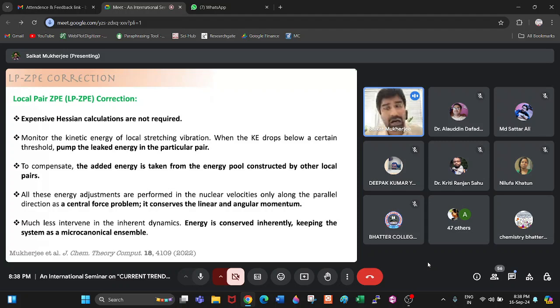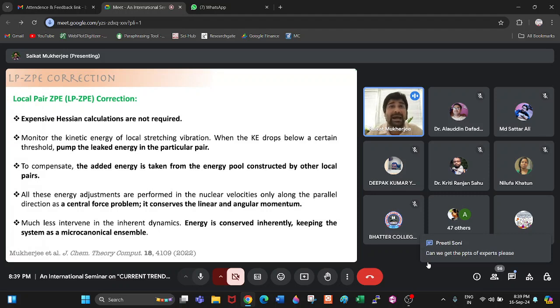And I present here our local pair zero-point energy correction. We do not require expensive Hessian calculation. The idea is very simple. We monitor the kinetic energy of local stretching vibration. At each point, I calculate the kinetic energy of the local stretching vibration. Whenever the kinetic energy drops below a certain threshold, and that threshold is my zero-point energy value that I know beforehand, I pump that leaked amount of energy into this particular pair.